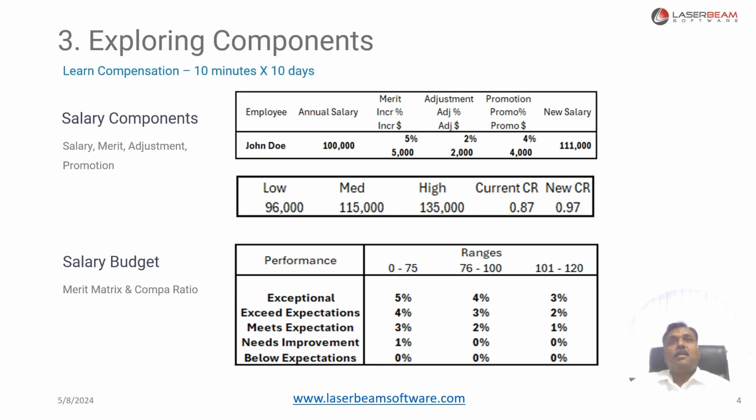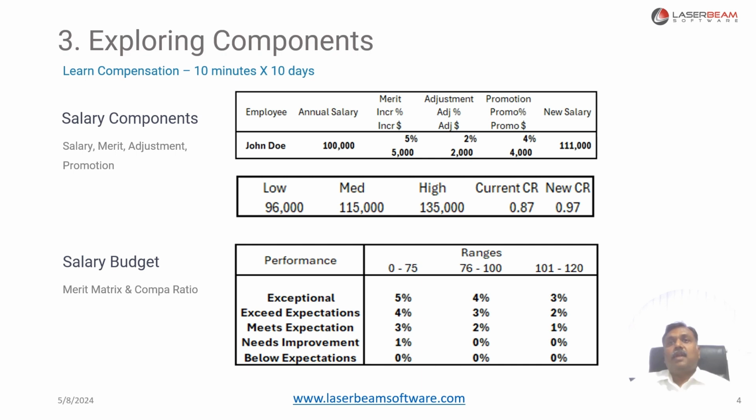So when John started at 100,000, this is prior to the increase, his current compa ratio is about 0.87. That compa ratio is derived by taking John's current annual salary, which is 100,000, divided by the median salary for his specific job position, which is 115,000. So John's compa ratio is 0.87. That is how we derive the compa ratio.